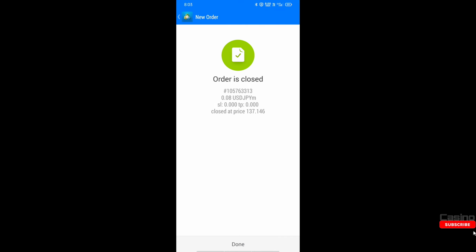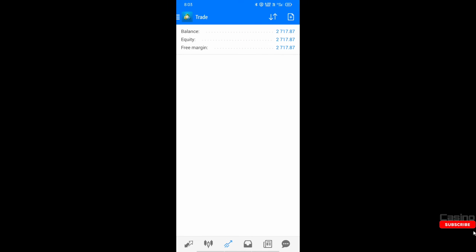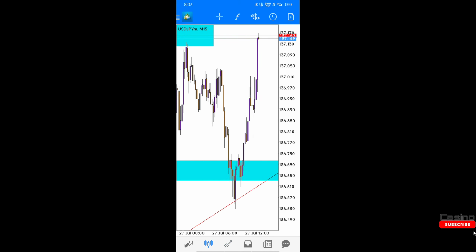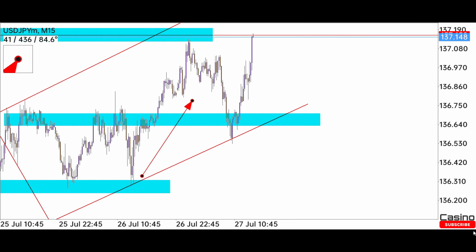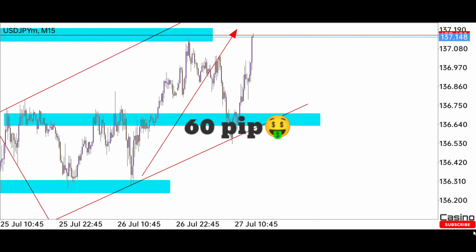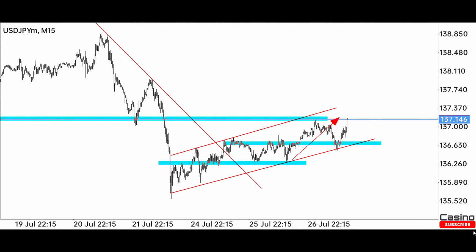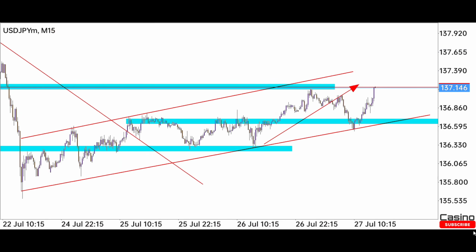Of the $2,000 deposited in this account, it has now become $2,717. We have grown about 40% of the account. The market has respected our setup, 60 pips up from where we took the trade. Above we can see the resistance area. If the market comes down from there with a bigger rejection, we can get the opportunity to take another trade.